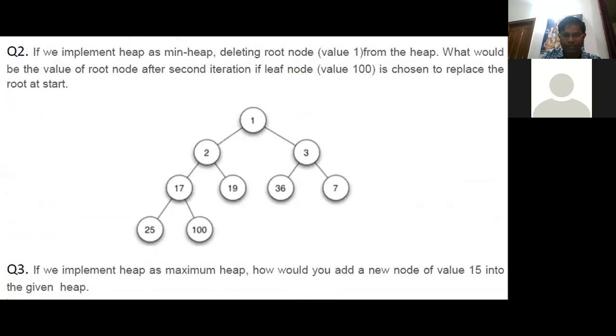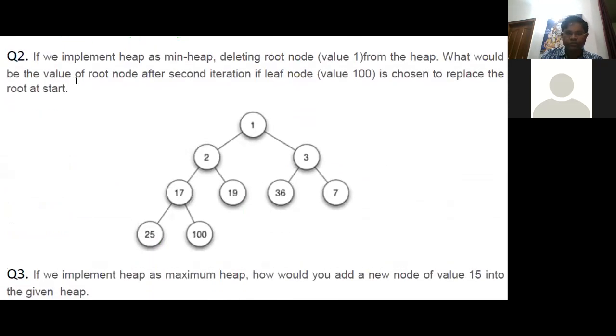Now let's move on to the second question. In the second question, if we implement the heap as a min heap, deleting the root node, that is value 1, from the heap, what would be the value of the root node after the second iteration if the leaf node, that is value 100, is chosen to replace the root at start?